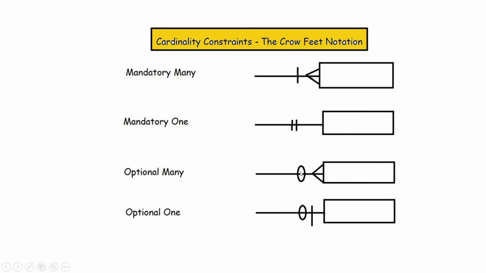Optional one: this event happens only once. So you just cut it with a one, optional one. So these are the four cardinality constraints, and this is how they are represented under the crow feet notation.